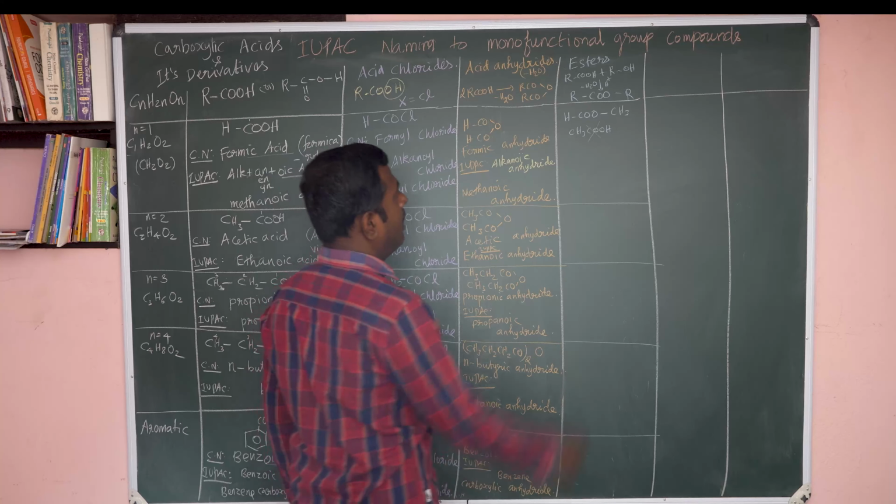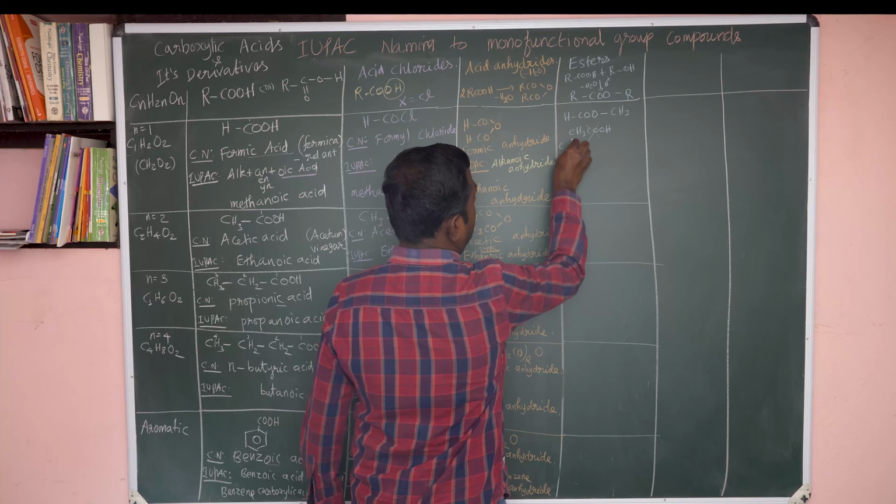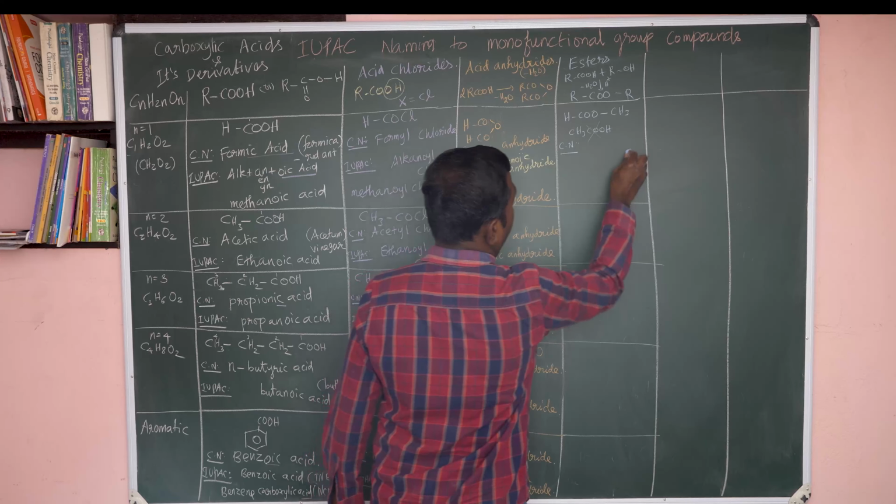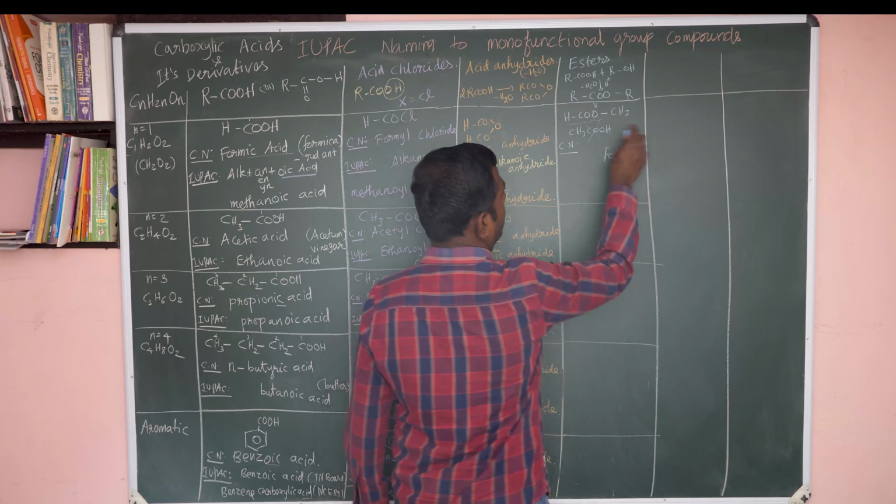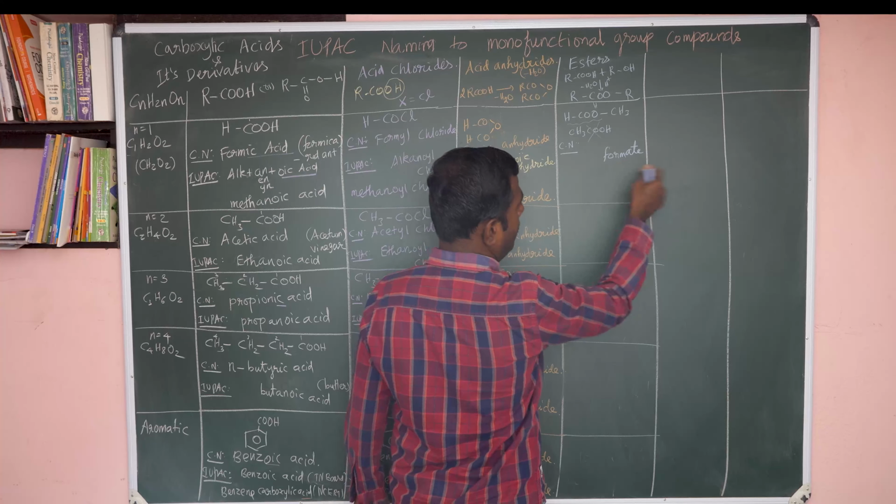The common names for esters end with "ate". The "ate" part should be derived from the acid from which the ester is formed. Here, this ester is formed from formic acid. So it is formate: instead of "ic" from formic, "ic" is replaced by "ate".